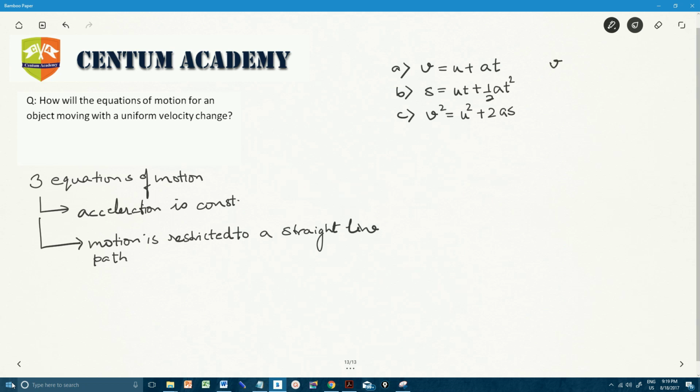So v is final velocity, u is initial velocity, and s is displacement covered along the straight line. T is the time taken for the travel, and a is constant acceleration.